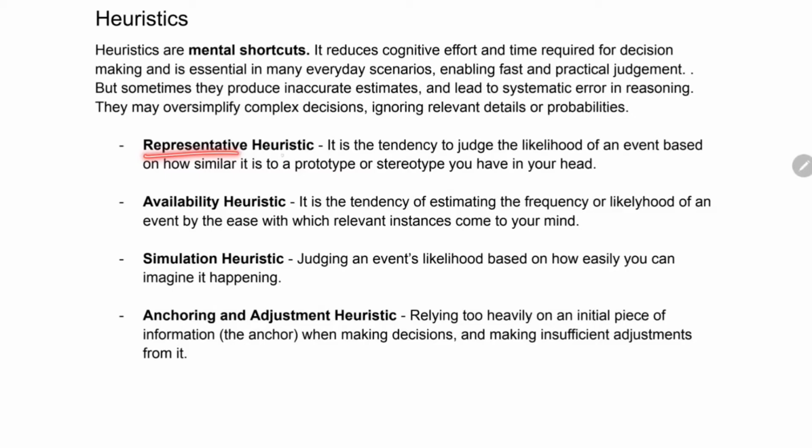First, there is representative heuristic. Representative heuristic is the tendency to judge someone based on a prototype or stereotype you have in your head. Now, it is a very complex definition, so let's understand this through an example.